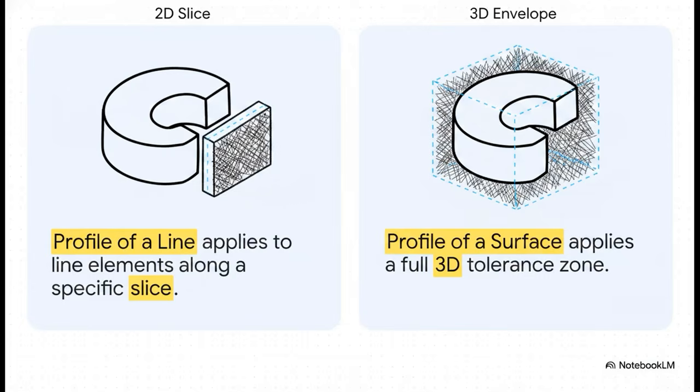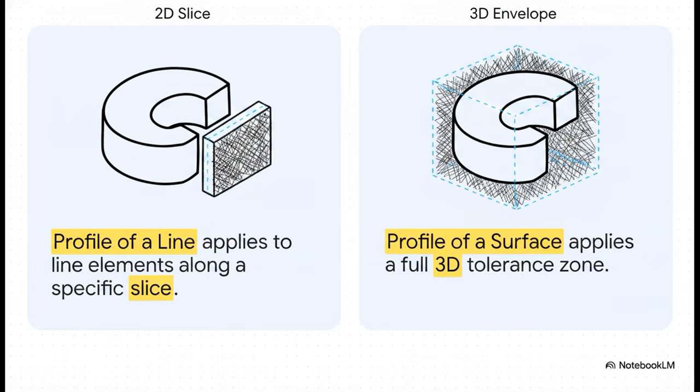Now, before we get too deep into the advanced applications, we really need to distinguish between the two heavy hitters here. First up, we've got profile of a line. You can think of this as taking a 2D cross-section of your part. The tolerance zone only applies to the line elements along that one specific slice. It's kind of like slicing a loaf of bread and inspecting the crust on just one single piece.